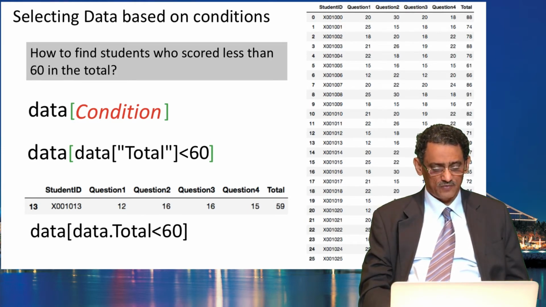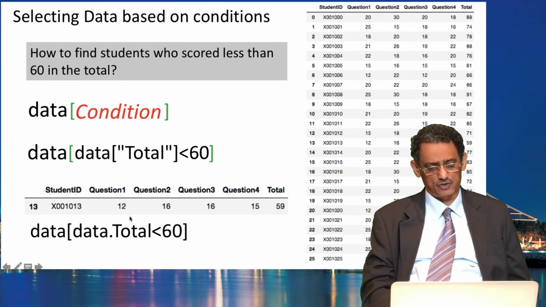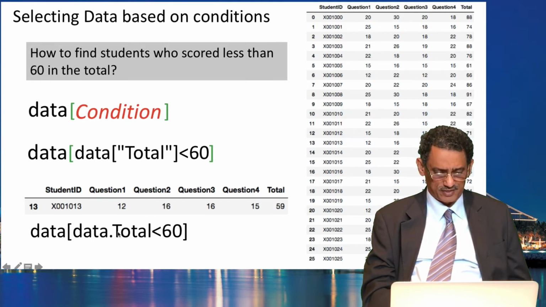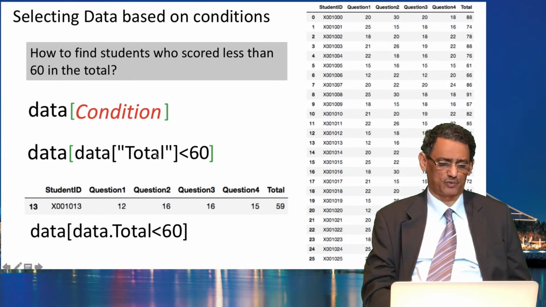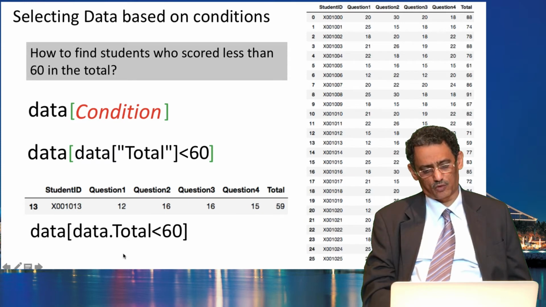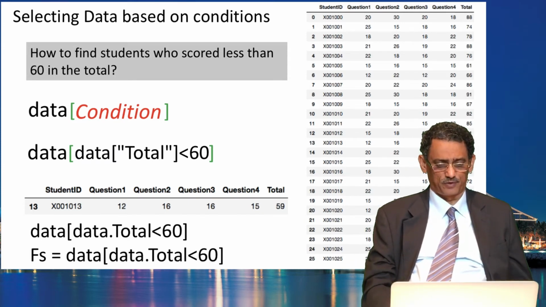Now, there is another way you can write this condition. Instead of using square bracket, quotation, total, you can use dot total. This is the same thing, but the only challenge with this one is it will not work every time if the column title has a space. If there is a space here, it doesn't work. The safer one is this one. This one will work all the time. This one will work only if the column name does not include a space. Okay?